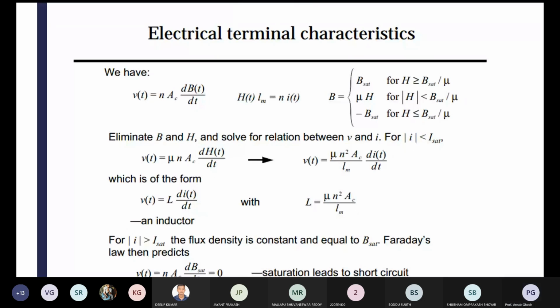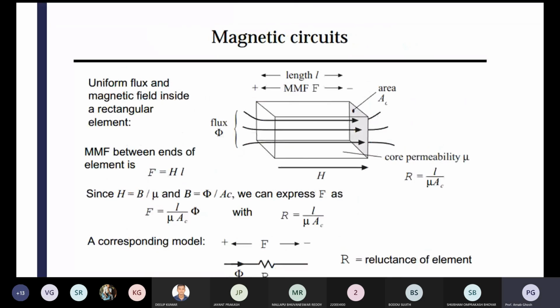So the magnetic circuit is there: length is L, MMF is F, area is Ac. Your total MMF F equals H into L, then H equals B by mu and B equals phi by Ac. We can express it as F equals L by mu Ac into phi. Again, reluctance R equals L by mu into Ac. You know that formula. So it is a magnetic circuit, where R is the reluctance of the element, phi is the total flux and F is the MMF.